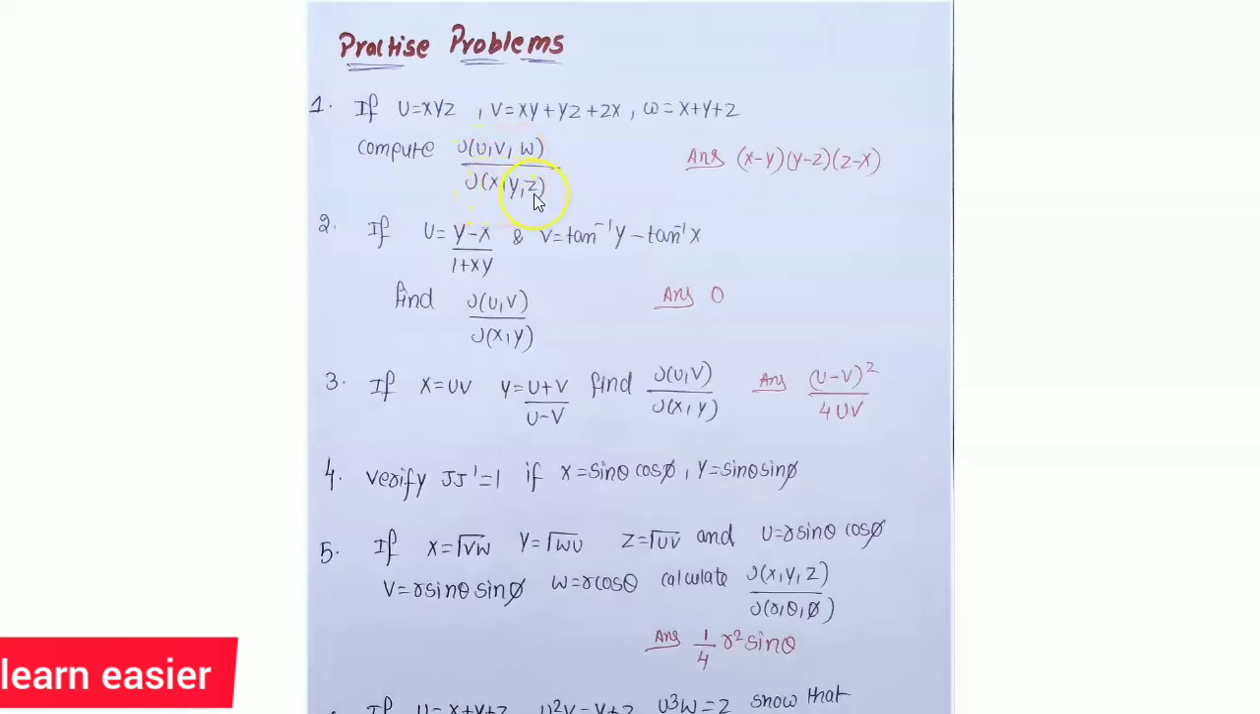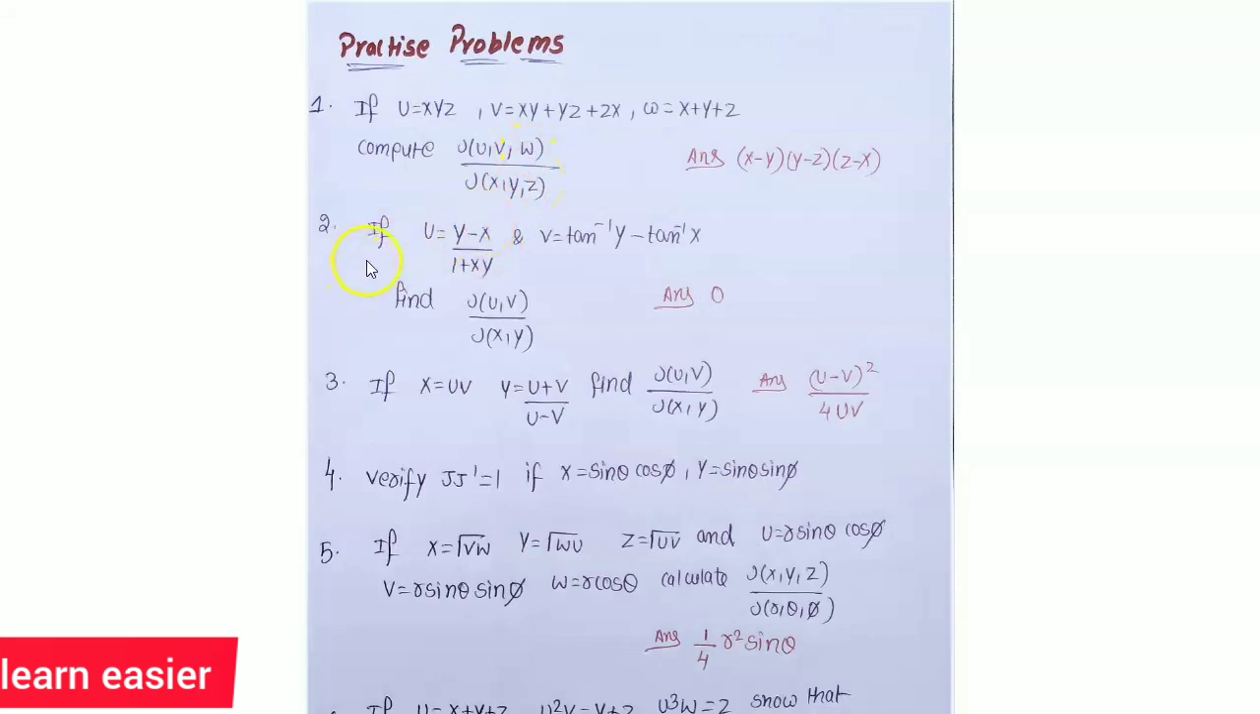which is equal to the determinant of ∂u/∂x, ∂u/∂y, and ∂u/∂z, and ∂v/∂x, and ∂v/∂y, and ∂v/∂z, and ∂w/∂x, and ∂w/∂y, and ∂w/∂z.